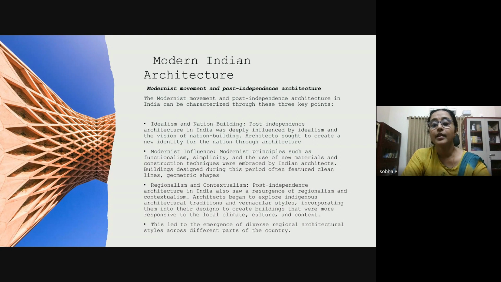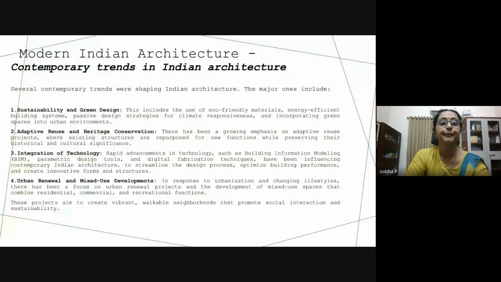Post-independence also saw a resurgence of regionalism and contextualism, because architects began to explore traditions and vernacular styles that are possible with the currently available materials and climatic conditions. So that is what is called the vernacular style, which they incorporated into their designs. It was responsive to the local climate, culture, and context. So this actually led to the emergence of diverse regional architectural styles across different parts of the country.